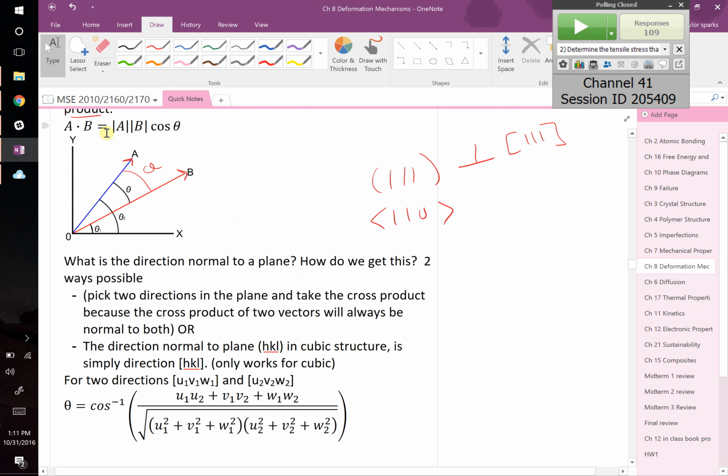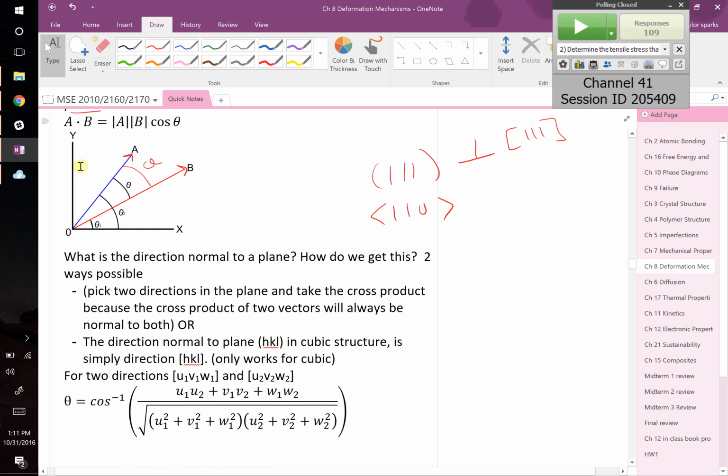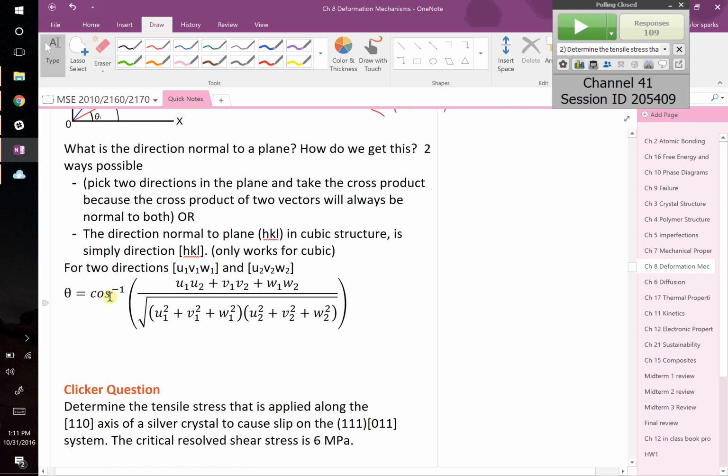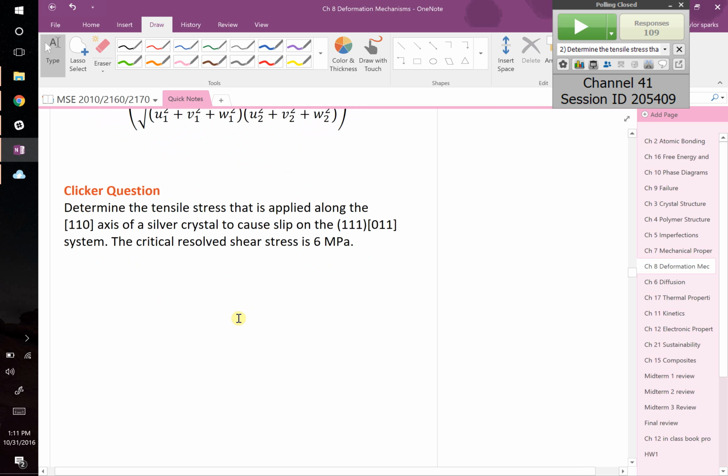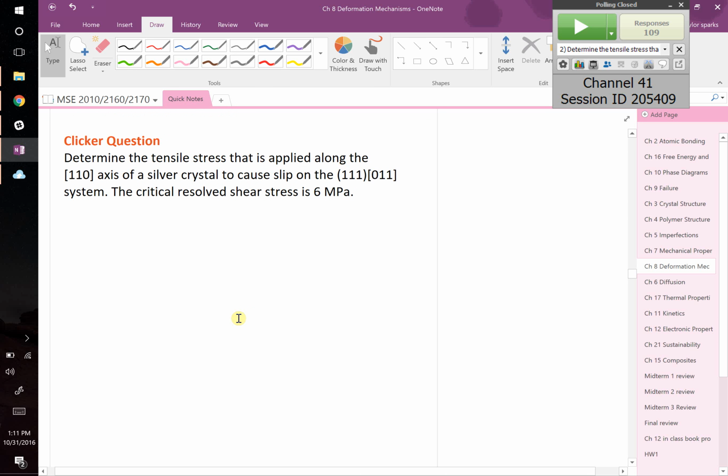If you don't remember how to do length of vectors and dot product, I've written it out here. The angle would just be equal to the inverse cosine of all of that, where u1, v1, w1, u2, v2, w2 are your two directions you're trying to figure out the angle between. With that in mind, let's figure out this next clicker question. It says, determine the tensile stress that has to be applied along the 110 axis of a silver crystal in order to cause slip on the 111-011 slip system if the critical resolved shear stress is 6 megapascals.